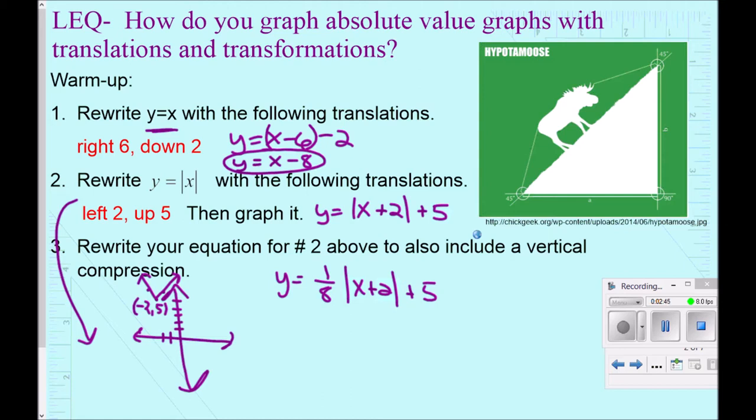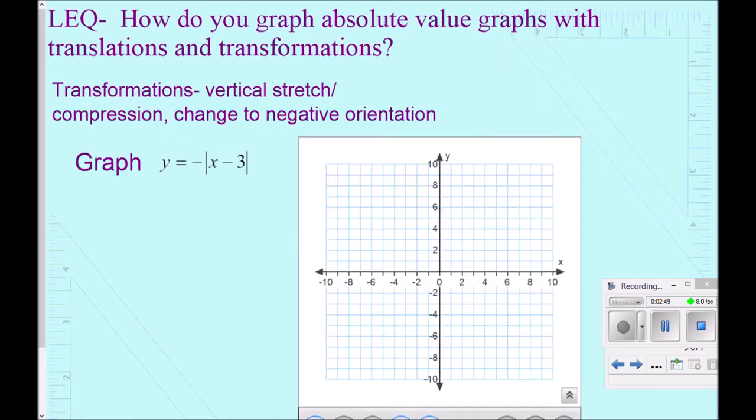Okay. Next, that was the warm-up. So then we got into the notes for today. Be sure to date your notes the 30th. And we're going to go ahead and graph this. So we notice this first part here, we can figure out the translations, the shifts. We can figure that out based on what we learned yesterday.